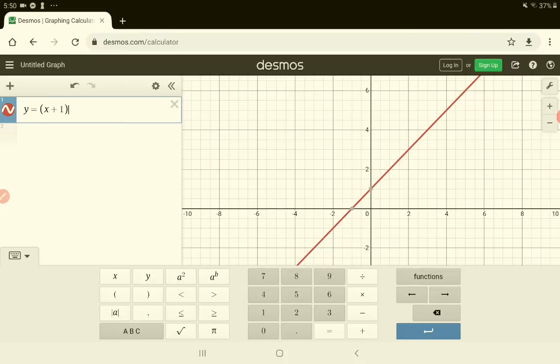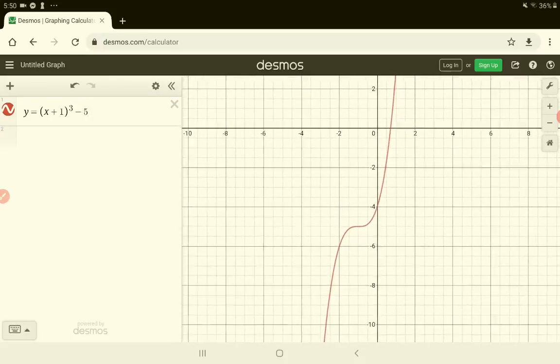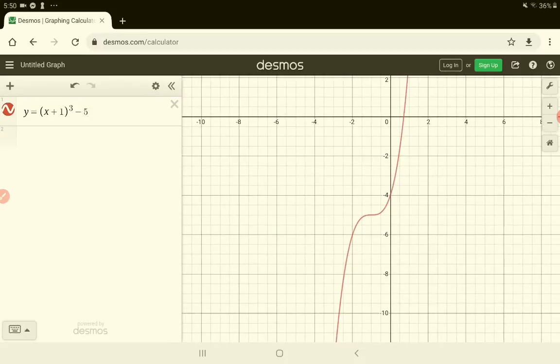Let me find my cubed here. There it is. Minus 5. And we'll scroll down so you can see this graph a little bit. So there's my graph. And again, I'm going to imagine that I have arrows on the end here, okay? Because this graph would keep going forever as long as I wanted it to. So I'm going to put arrows.